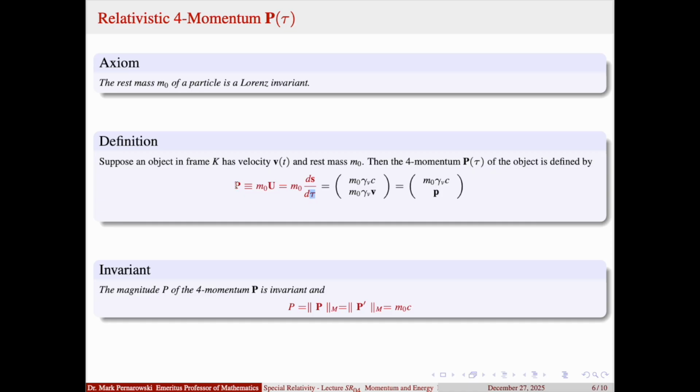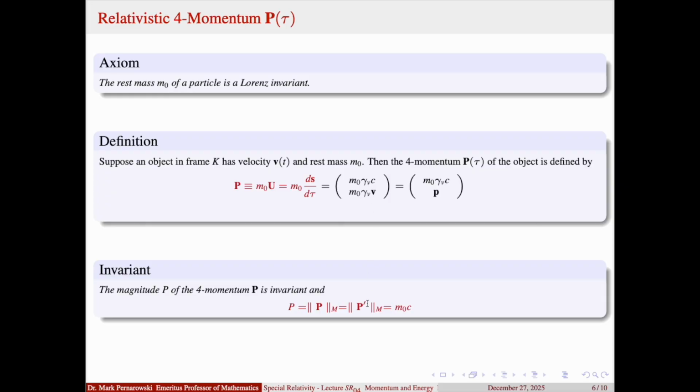So for momentum, if you just do this calculation, you get that it's got the first component associated with the time component, and then it's got the regular momentum little p sitting in there.